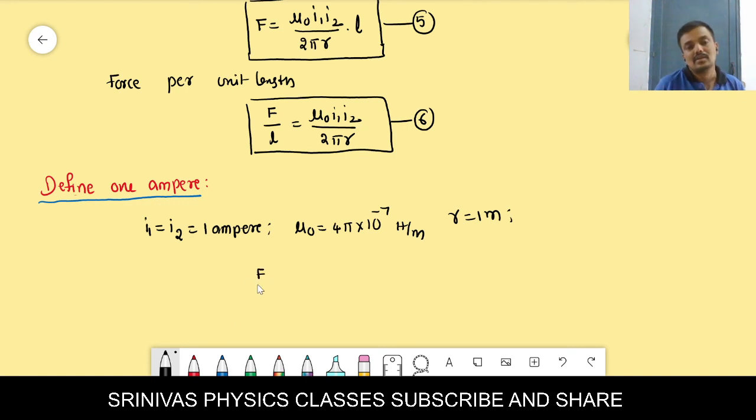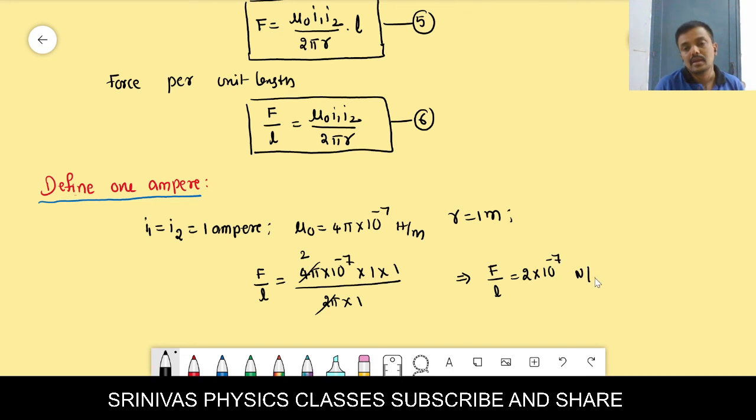Then force per length, what will you get? 4 pi into 10 to the power of -7, 1 into 1 by 2 pi r, r is 1. Finally, what will you get here? F by L is equal to 2 into 10 to the power of minus 7 Newton per meter, right?